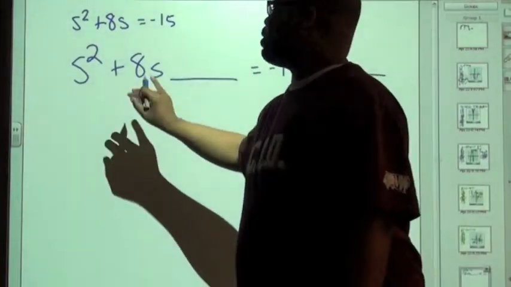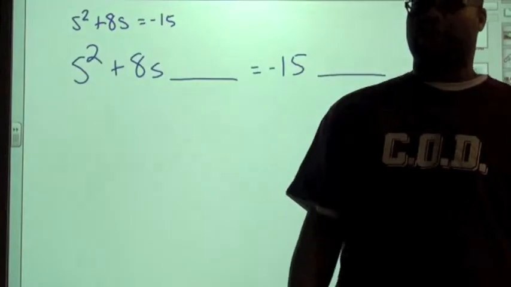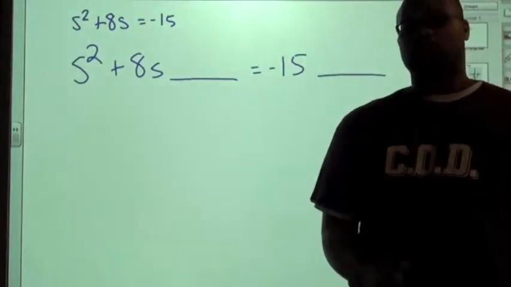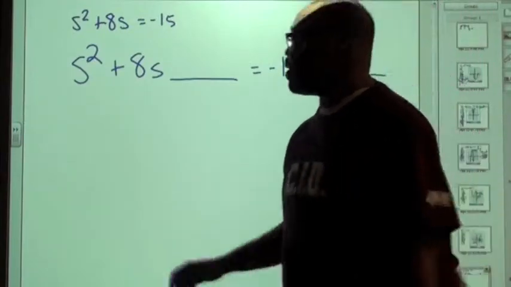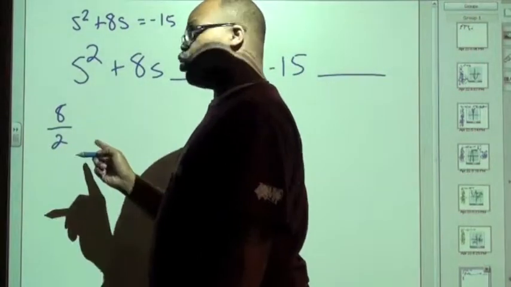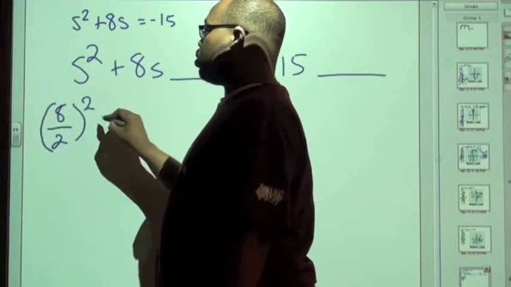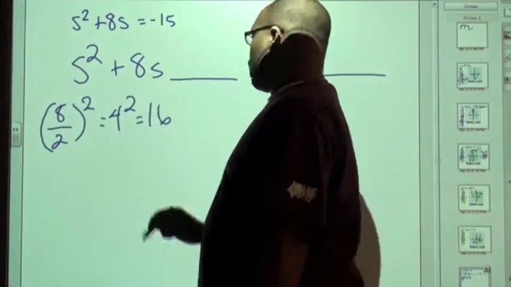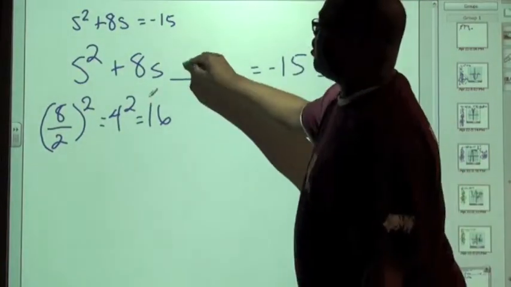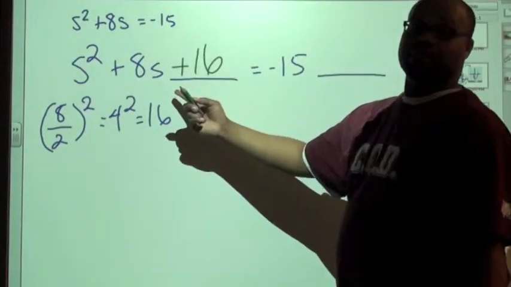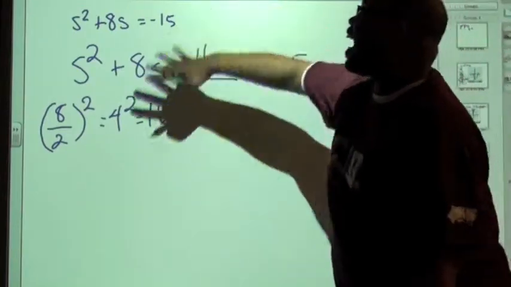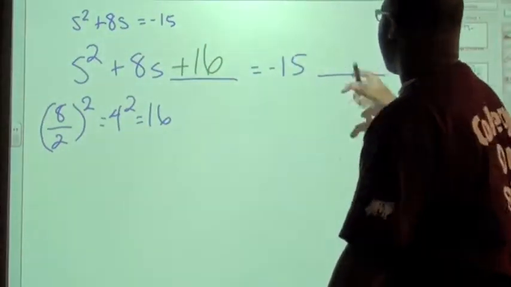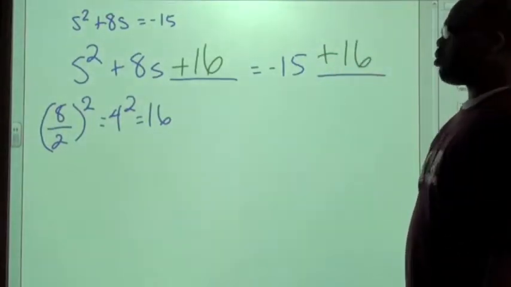I'm going to leave this space because I'm going to make a perfect square here. That's the whole purpose of completing the square, to make or create a perfect square. You do that by taking your b, 8, dividing it by 2, and squaring the result. That's going to give me 4 squared, which is 16. So I'm going to add 16 to this equation, right? But I can't add it on one side without adding it on the other. Equations need to stay balanced. So I'm going to add 16 to the other side as well.